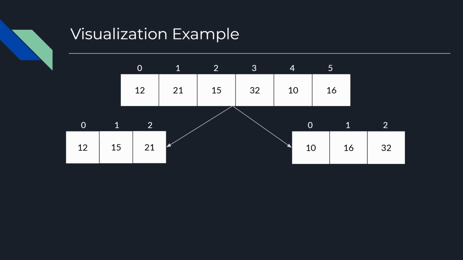Here's the last step of our merging process. We will merge the two subarrays, the left one and the right one, into a completely sorted array. We compared 12 to 10. 10 is less than 12, so 10 is definitely going first. We compared 12 to 16. 12 is less than 16.